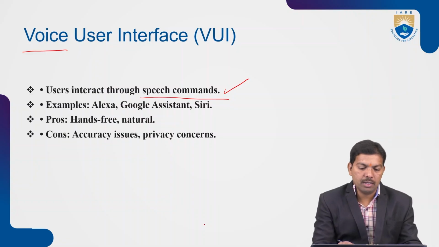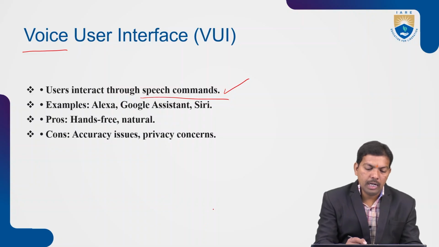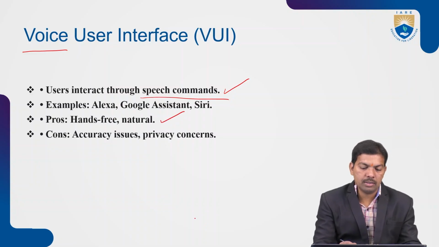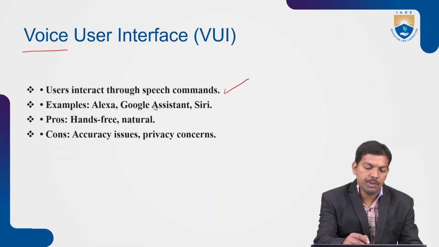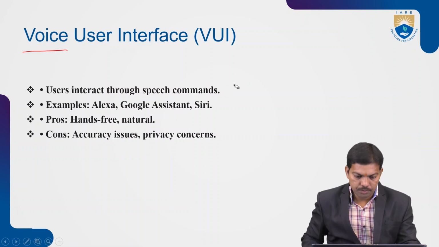Examples are Alexa, Google Assistant, Siri. These are all modern tools that we are already using. These are the voice user interfaces. By using Alexa, Google Assistant, Siri, we can interact with the computer, communicate, and use it. Pros and cons: hands-free and natural. These are hands-free applications, Alexa, Google Assistant and Siri. And cons are accuracy issues and privacy concerns. So there are accuracy issues and privacy concerns, so we have to focus on that.